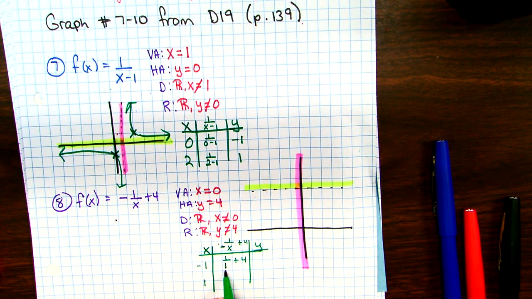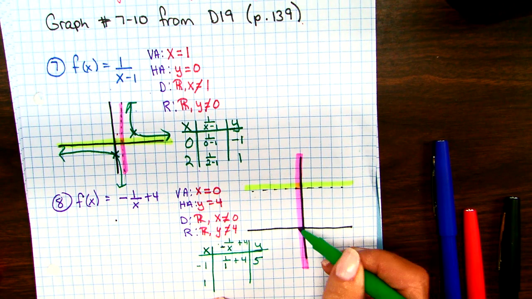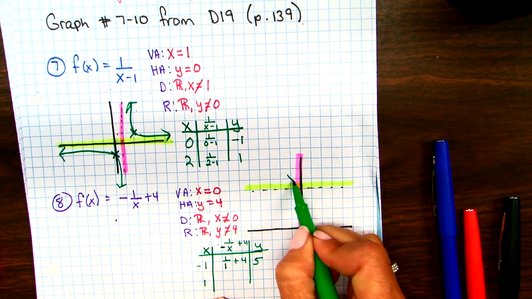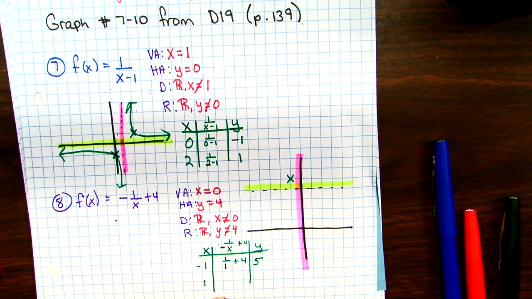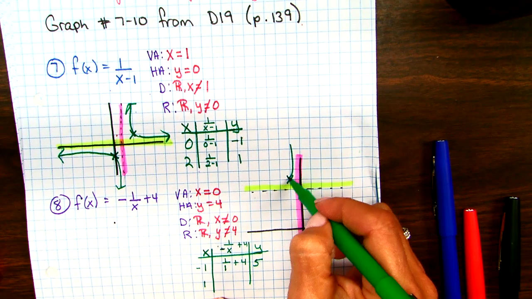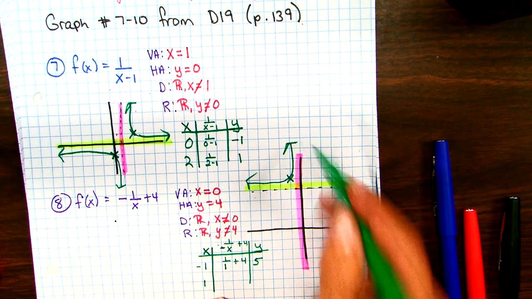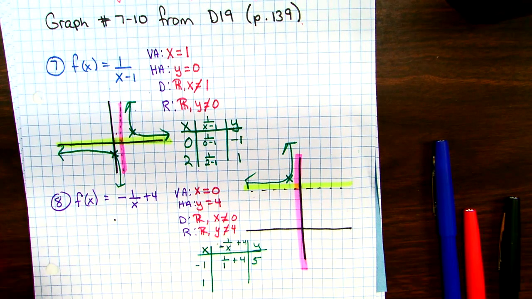-1 is a positive 1. 1 over 1 is 1, and 1 plus 4 is 5. Okay, so at -1, positive 5, I have a point, and that means my branch is going to be in that little quadrant, staying above the yellow to the left of the pink.